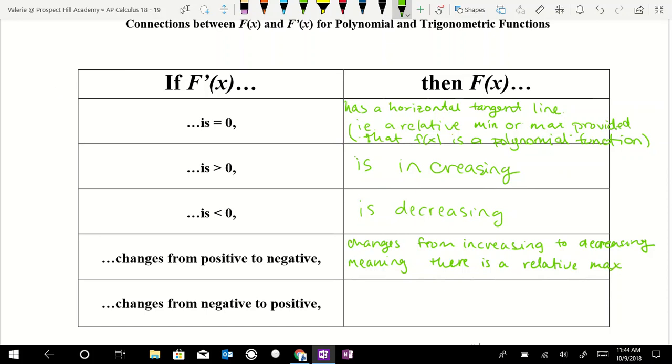max. And if f prime of x changes from negative to positive, then f of x changes from decreasing to increasing, meaning there is a relative min.